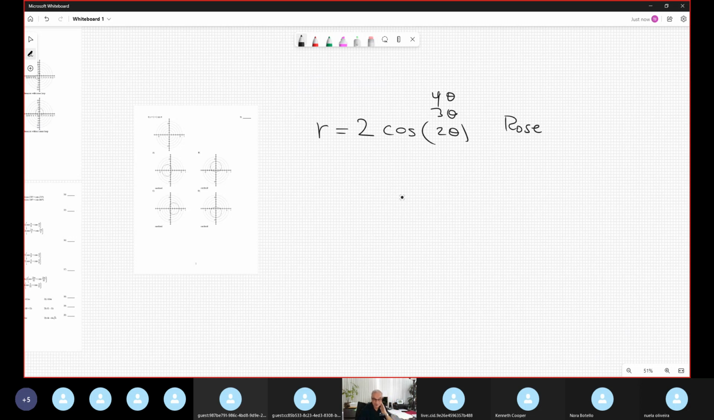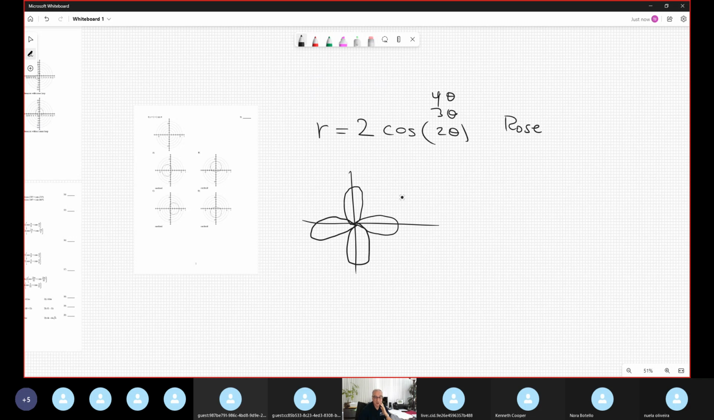Now, when it's cosine, suppose the multiple is 2, we have 4 petals. Here, 1, 2, 3, and 4, something like that.